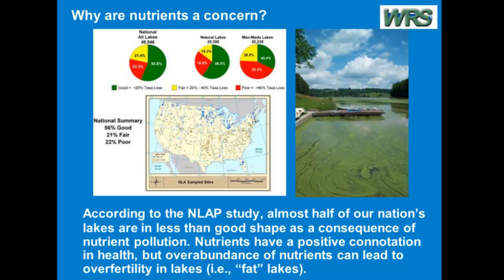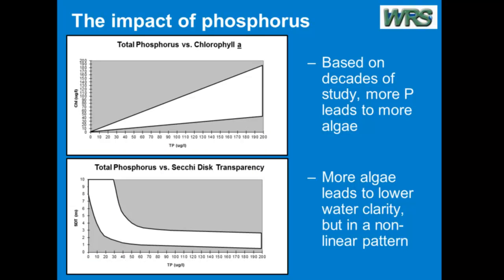There's a national lake assessment program that goes on every 5 years. They're in their second round of 5 years now. According to them, almost half of our nation's lakes have problems. They're not in good shape. I guess the good news is more than half are in good shape, but still that's not a great average. Nutrients may have a positive connotation in health situations, but that overabundance in a lake basically gives you a fat lake.